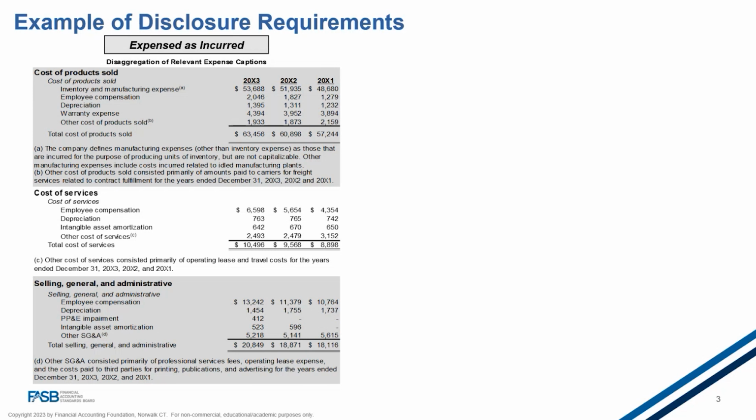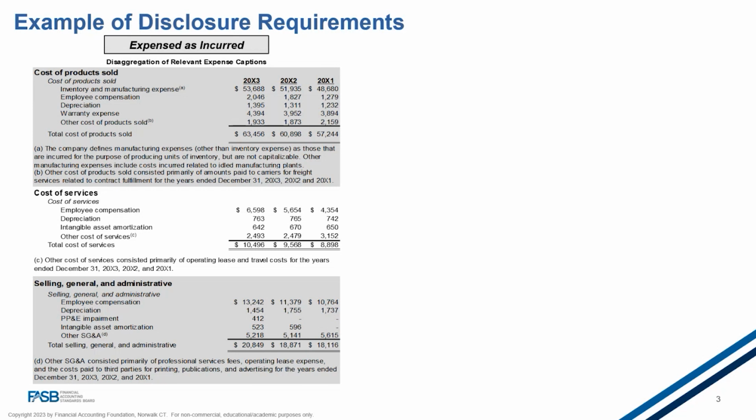In this example, you can see the amount of employee compensation included in each of those expense captions. Similarly, you can see how much depreciation and intangible asset amortization are included in each caption as well. Inventory and manufacturing expense is recognized entirely within cost of products sold. Next, you'll notice that the example shows an amount for warranty expense included in cost of products sold and an amount for the impairment of PP&E that is included in SG&A.